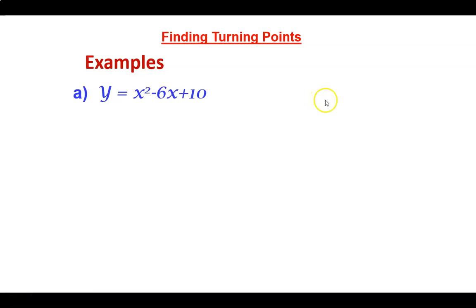From the graph, we found that the turning point has coordinates x is 3 and y is 1. Let us see if we can find something similar from here algebraically. So, let us get x squared minus 6x plus 10. Let us write that down as a completed square.